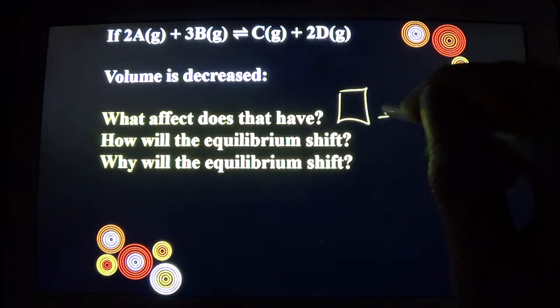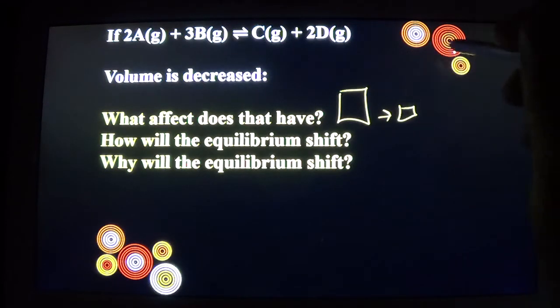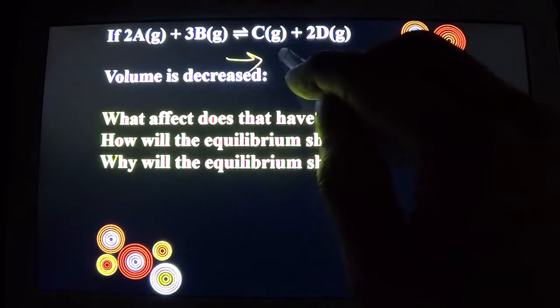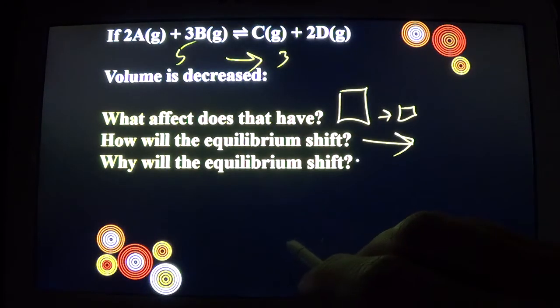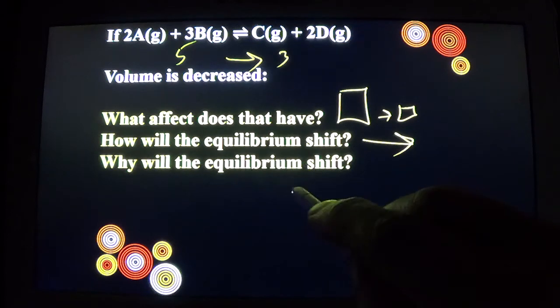So I had a larger box, now a smaller. What fits better in a smaller? The 3 moles of gas, not the 5. So it's going to shift to the right. Why will it be shifting to the right?